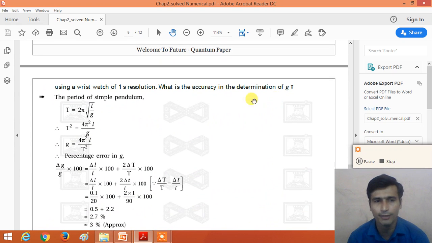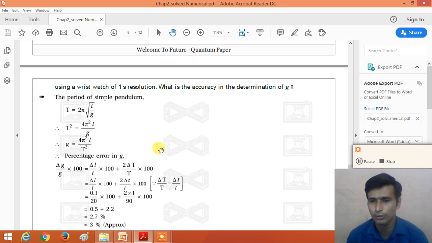So how do we calculate the accuracy? The periodic time of the simple pendulum T is equal to 2 pi under root L by g. Squaring on both sides, T square is equal to 4 pi square L divided by g. So the gravitational acceleration g is equal to 4 pi square L divided by T square.